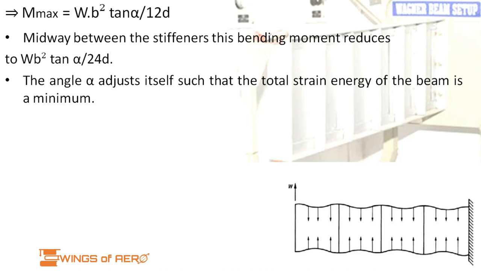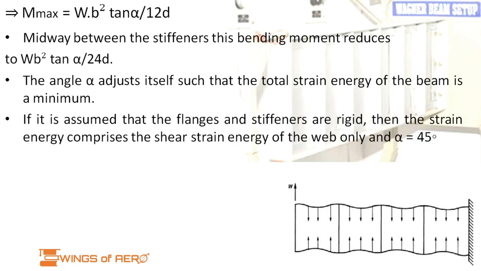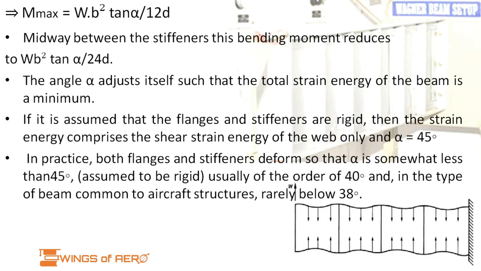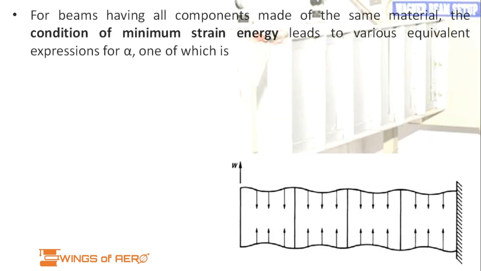They found it by assuming the total strain energy condition. If it is assumed that the flanges and stiffeners are rigid, then the strain energy comprises the shear strain energy of the web only, and alpha equals 45 degrees. But in other cases it ranges from 40 to 38. For a beam with all components made of the same material, the condition of minimum strain energy leads to an equivalent expression for alpha, which is displayed on your screen.